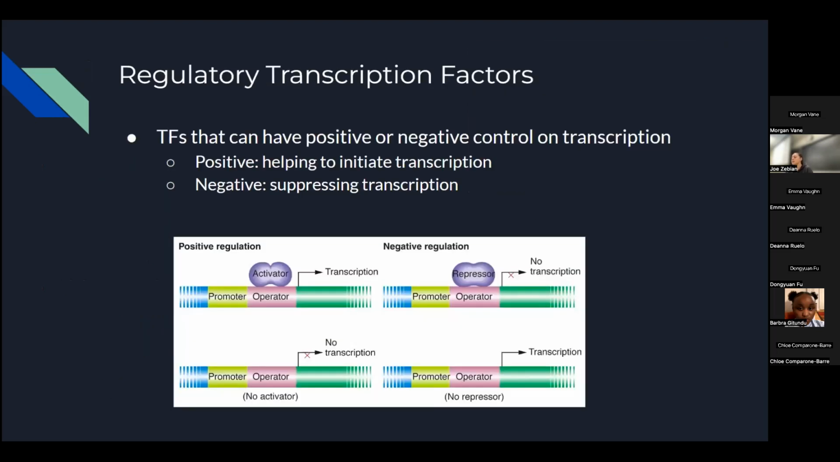Okay, regulatory transcription factors. These are transcription factors that can have positive or negative control in transcription. So positive would help initiate transcription and negative would suppress transcription. So in this example, the activator helps transcription move along and the repressor leads to no transcription.